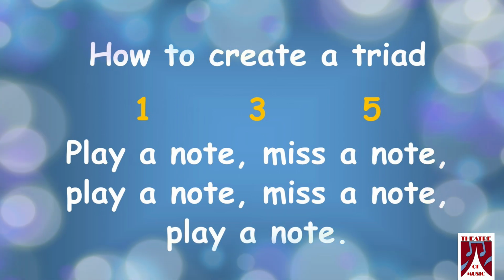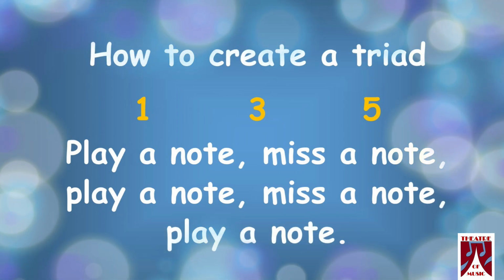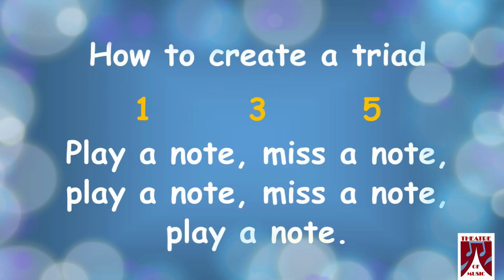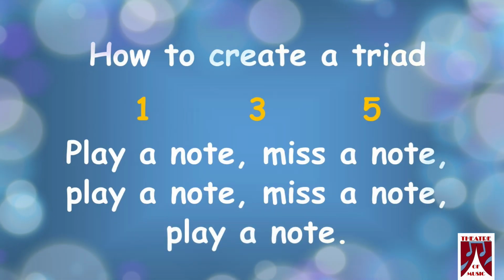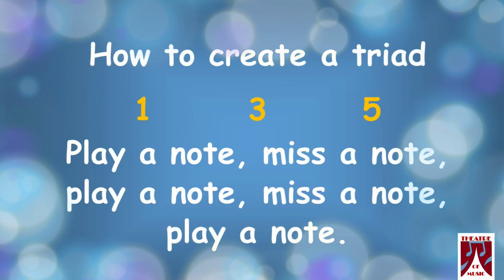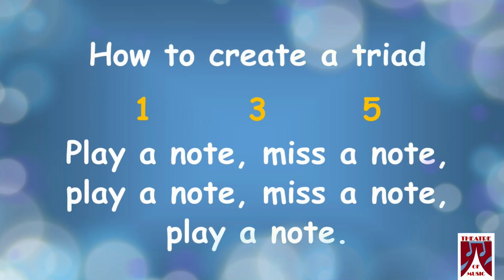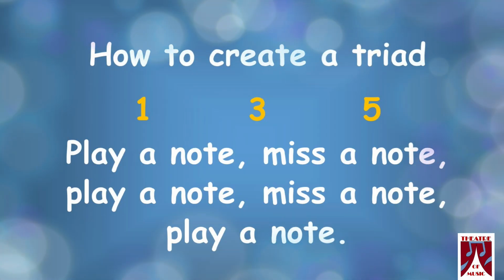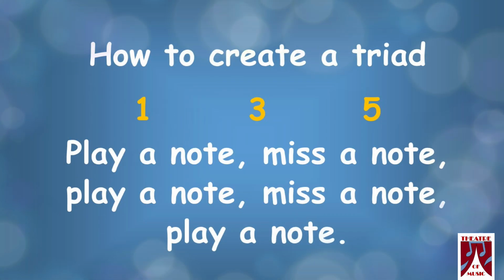Think of the numbers 1, 3 and 5. You start with your first note, let's call that 1, then skip the next note and play the third one, 3. Skip another note and play the 5th one, 5. And there you have it, your triad.